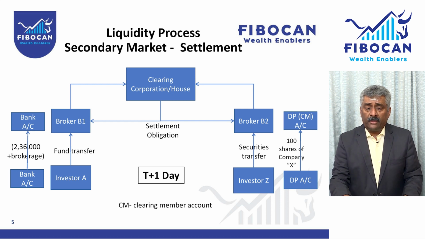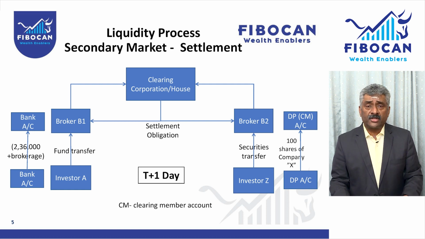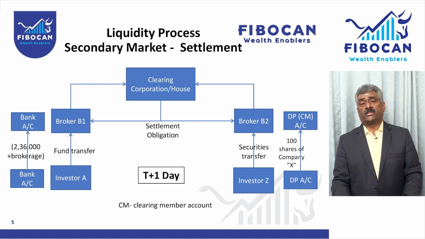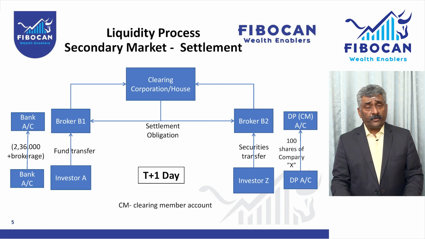Now we will go to the next slide, T plus 1 day. If the trading happens on Monday, T plus 1 is, let us say, Tuesday. So what happens on Tuesday? Investor A has bought the shares. That means the investor has to pay the money to the broker. Why does he have to pay the broker? Because, as you can see, the clearinghouse corporation comes in.